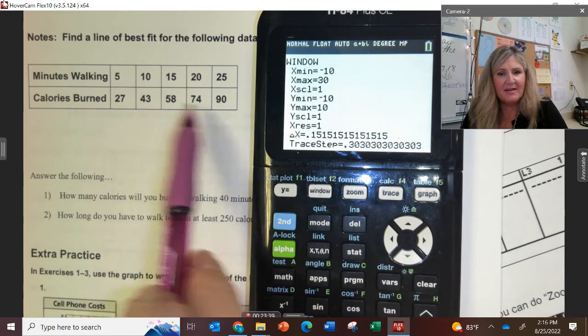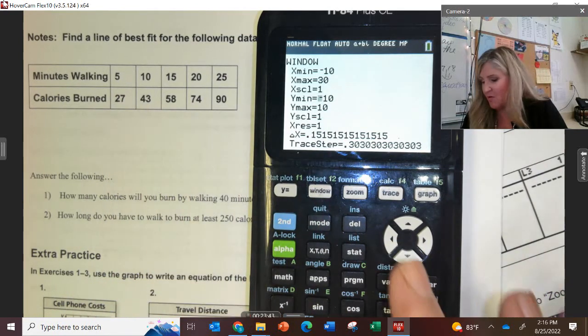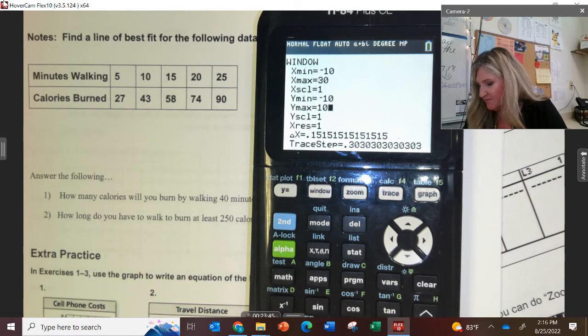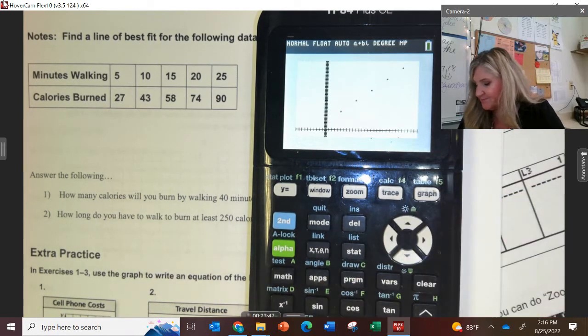Okay, Y min, -10 is fine, but what am I going to have to make my Y max? 100 is good. Now hit graph. There's our points. All right, so we're seeing our points now.